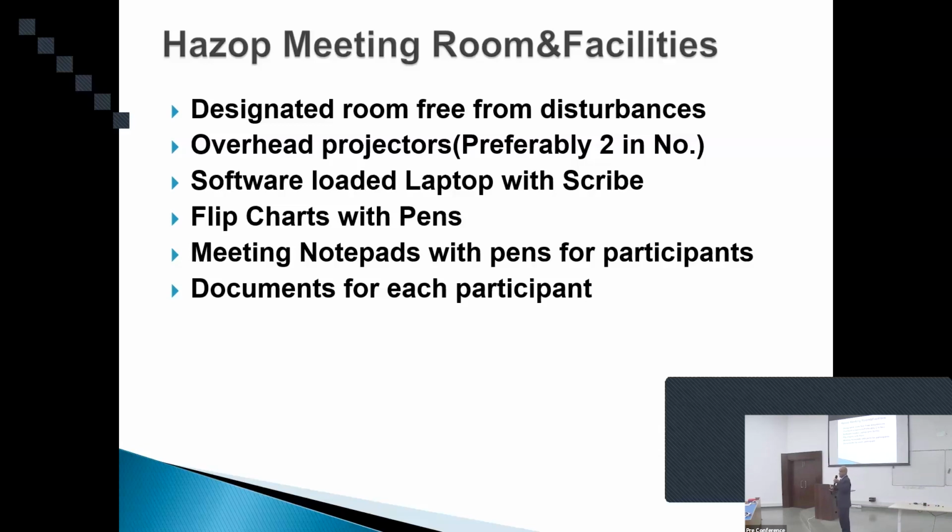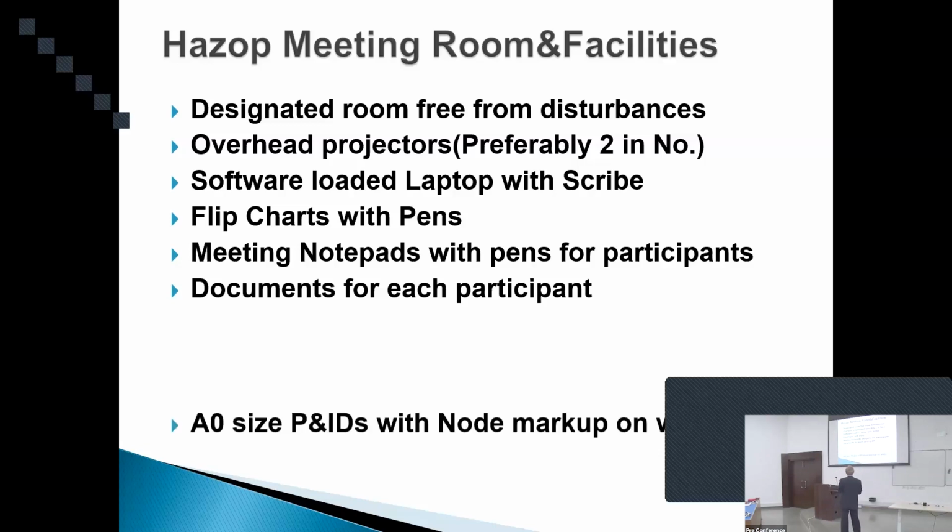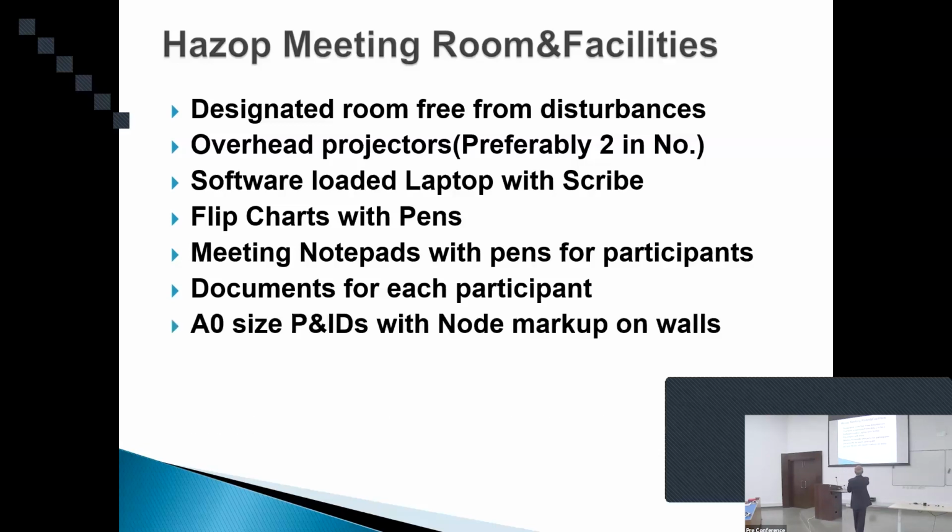If you have it, somebody can say, no, there is already a trip given. Why do you want to give one more trip? No trip is given, so we should try to give a trip. This can happen. It can be much more fatal. Severity can be high. Let us have one more trip. So these are the ways that HAZOP sessions run. The P&IDs with node markup on walls.